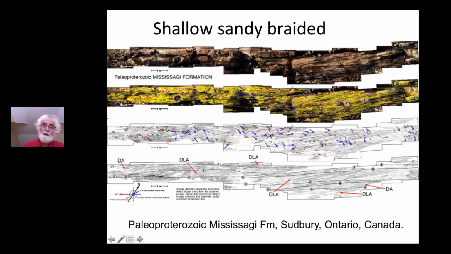Downstream accretionary elements are quite common. In this case, they're typically in sets 1 to 2 meters deep. And this is in a sequence which is about a couple of kilometers thick at this particular locality, and incredibly uniform, piles and piles of very uniform sand.